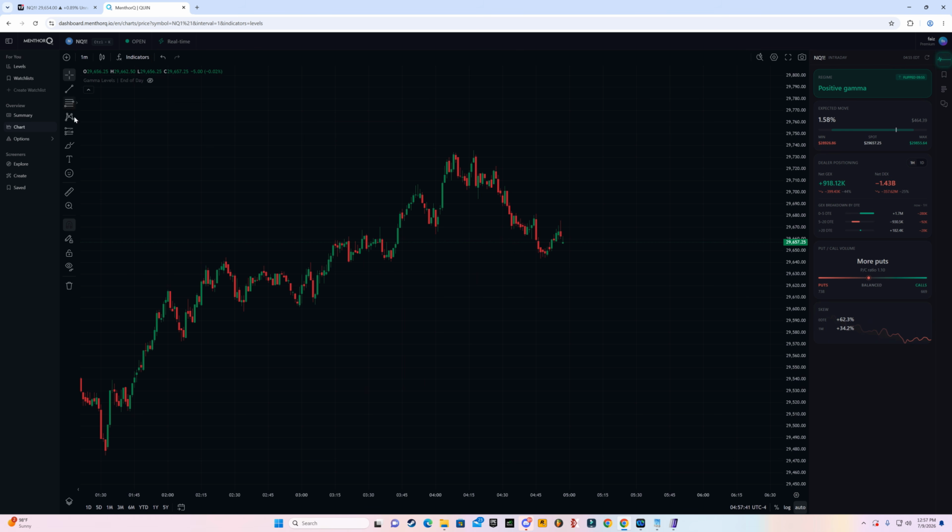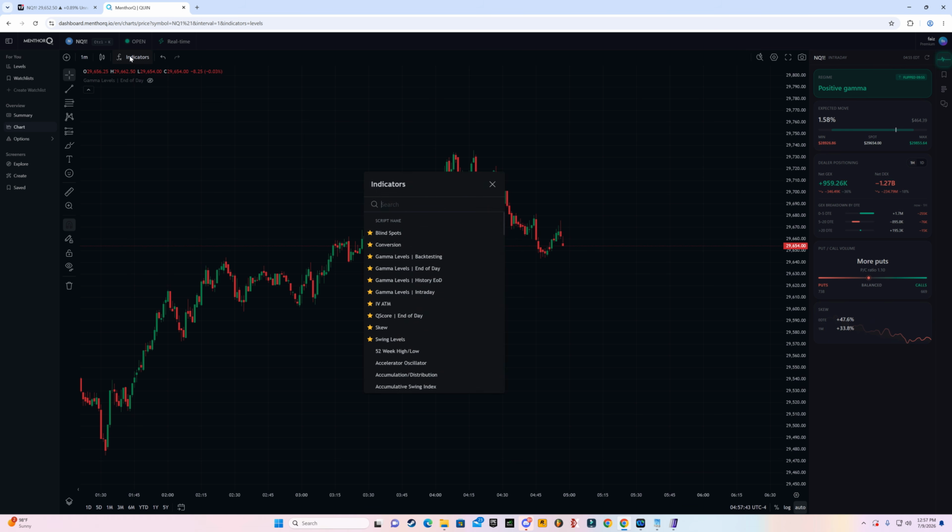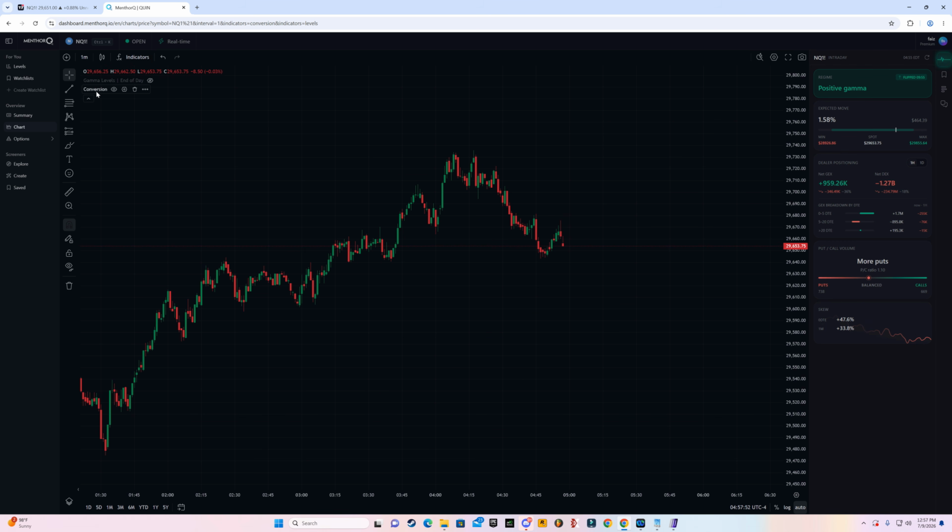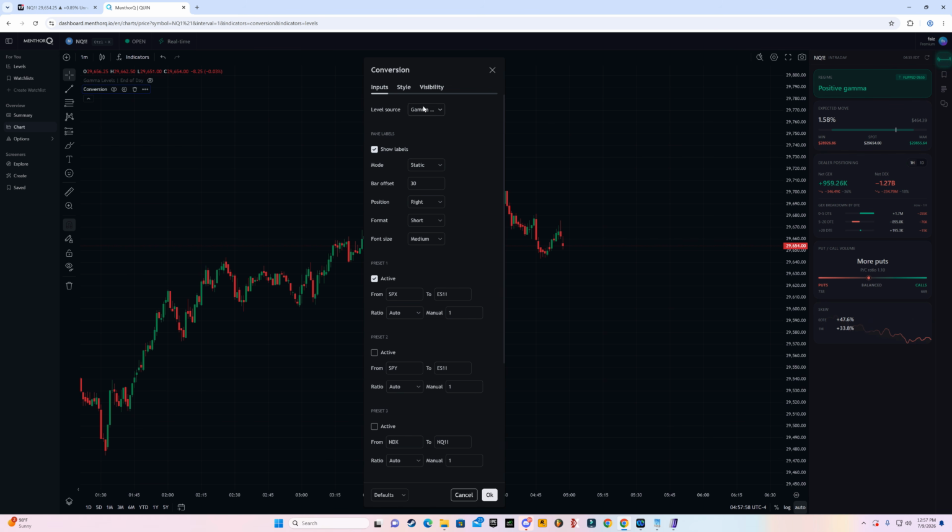So what you want to do is, when you go to the charts over here, go to indicators, right? And then you want to type in, first of all, you want to add in the conversion indicator, okay? Now, once you have the conversion indicator on, you want to go to settings over here. And what you can do is go over here to gamma levels intraday, right? And then you want to type in QQQ and Q1.